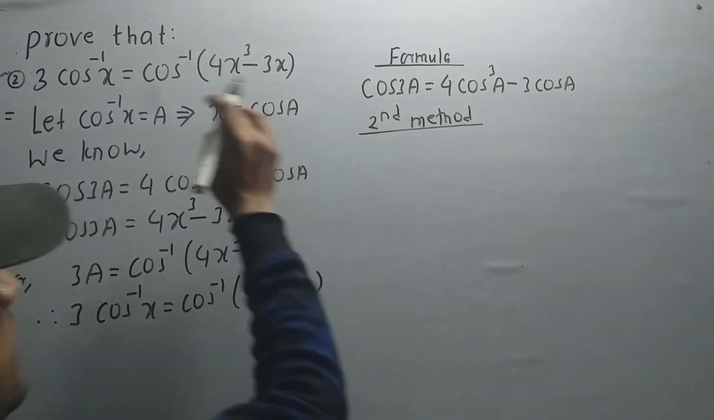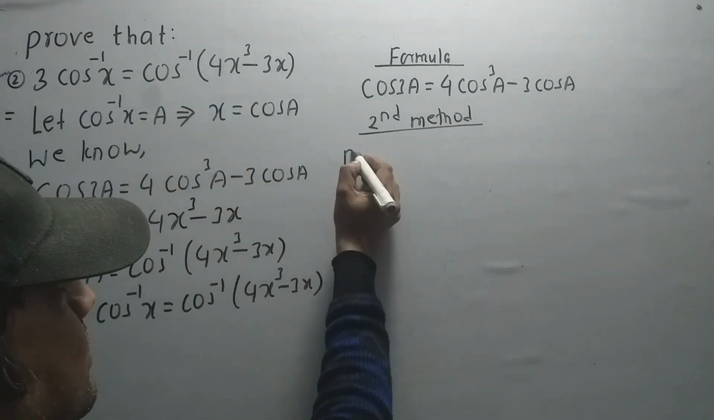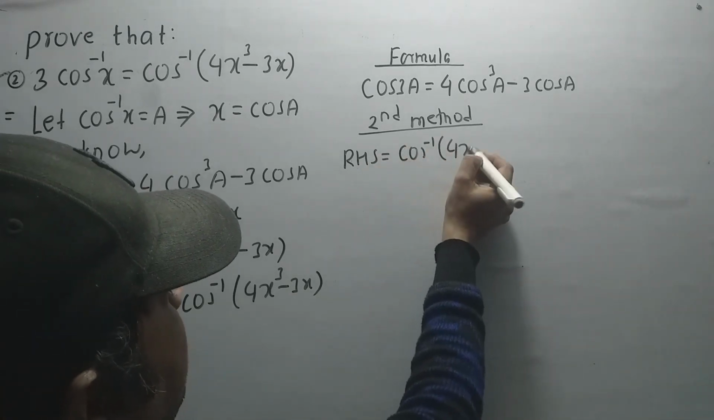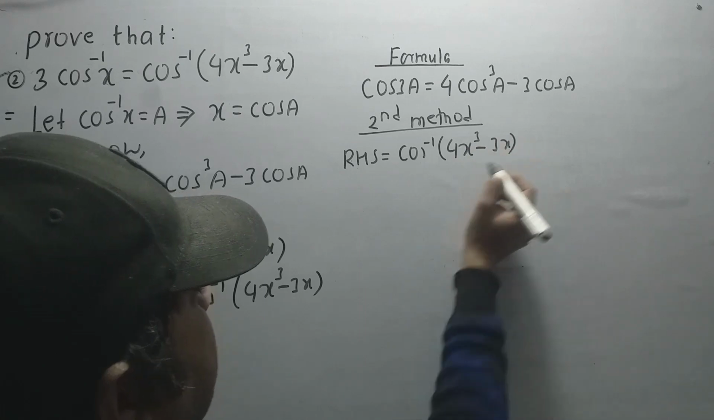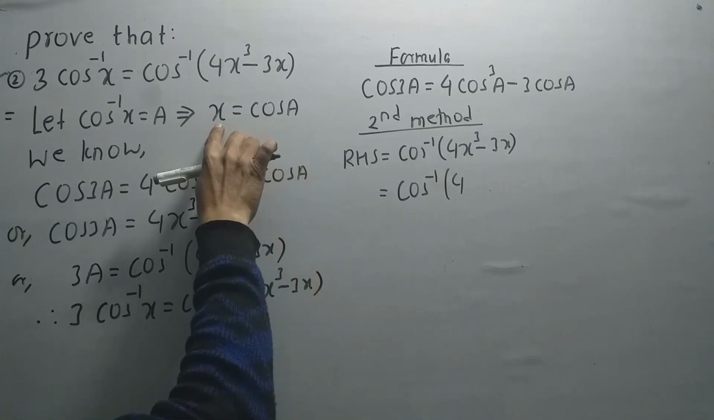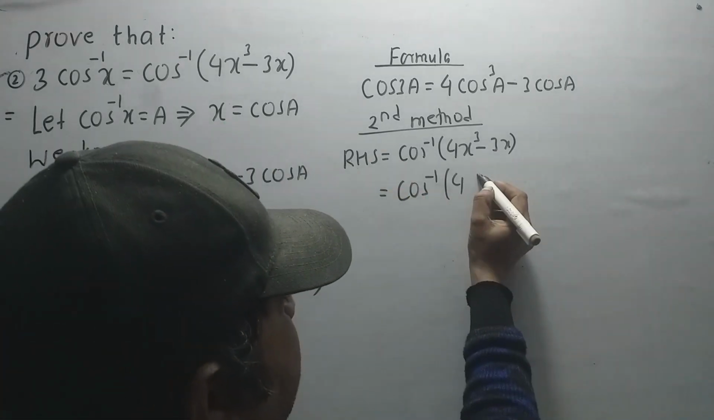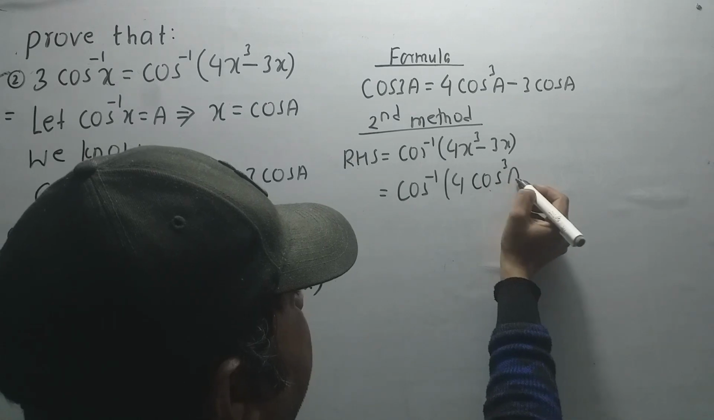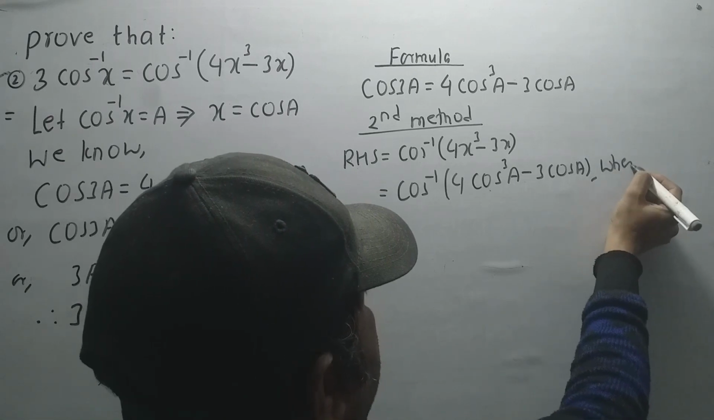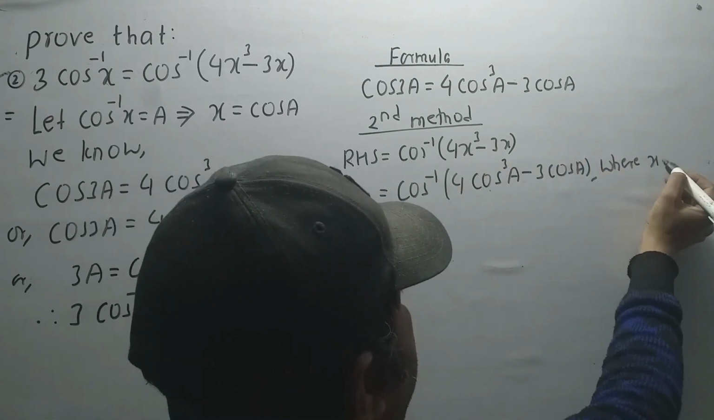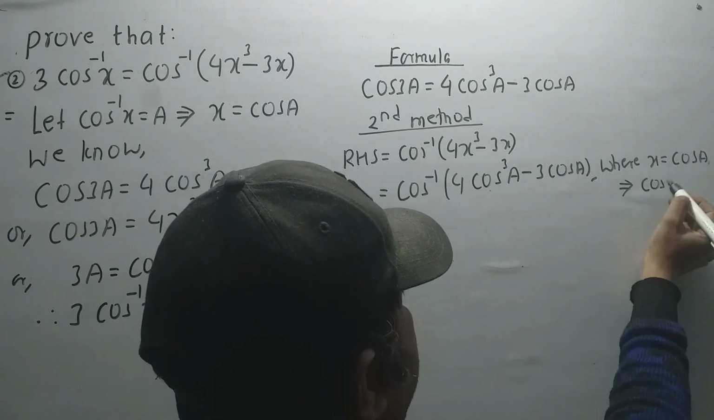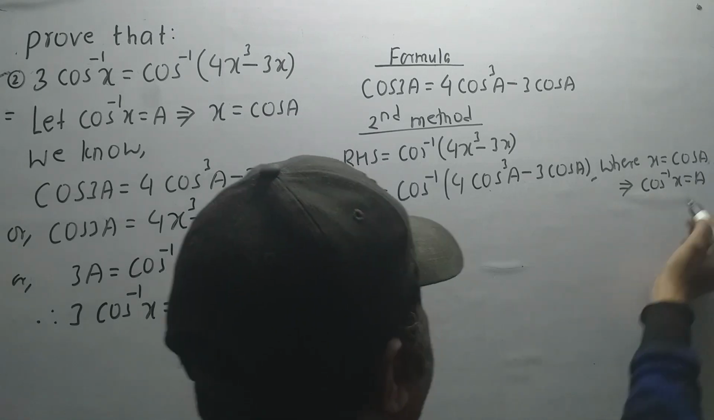In the right hand side, we have cos inverse of 4x cube minus 3x. Otherwise you can write cos inverse of 4, and in place of x you replace that by cos a. So you write 4 cos cube a minus 3 cos a, where x equals cos a. It implies that, taking this cos to the left hand side, cos inverse x equals a.